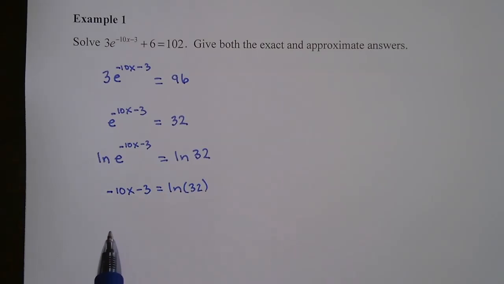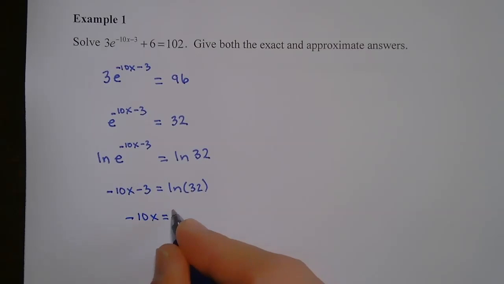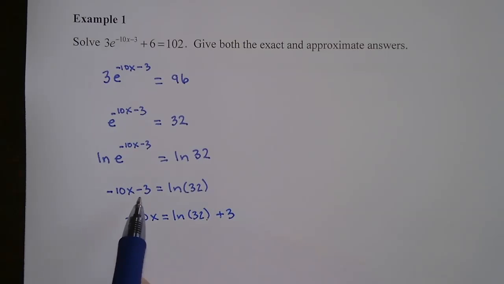And then the next thing we need to do is start getting this x by itself, okay? So the easiest thing to do is to add 3 to both sides. So then we have negative 10x is equal to the natural log of 32. And then we would have to add 3. To get rid of the minus 3 on this side, we'd have to add 3 to both sides.